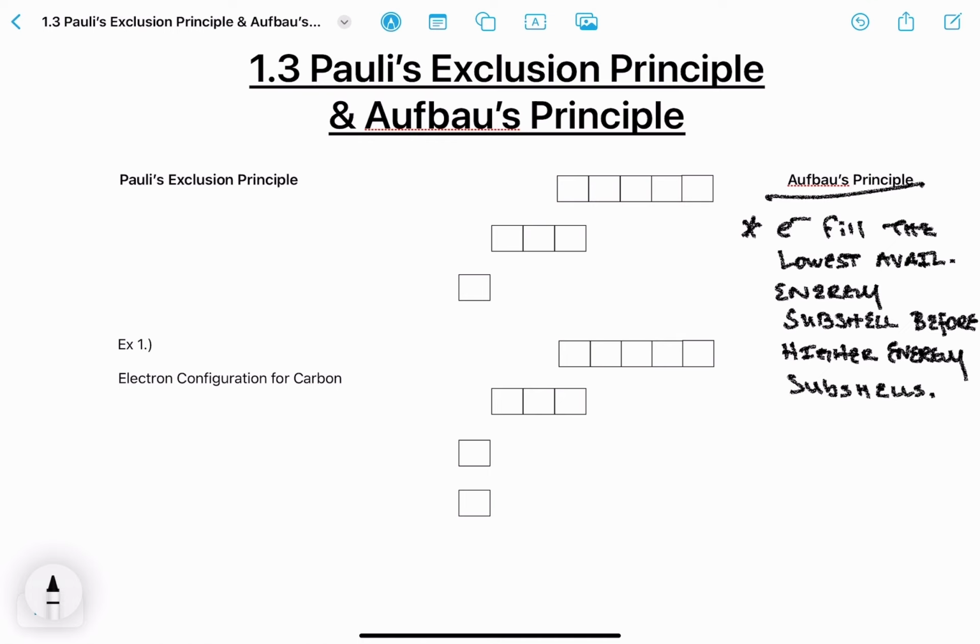So what does that look like? Okay, so here is the increase in energy. Here's the S subshell, here's the P subshell, and here's the D subshell. And so S is lower in energy than P and D, and so we have to fill S before we fill P, and then D.